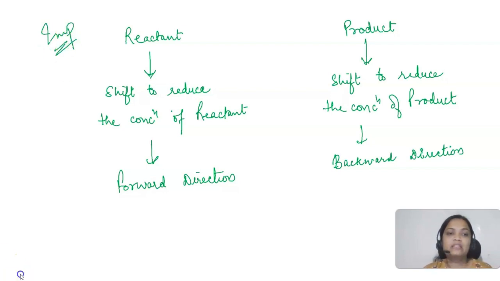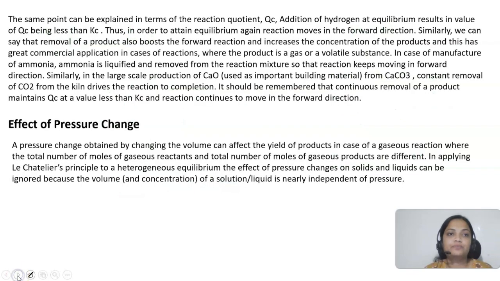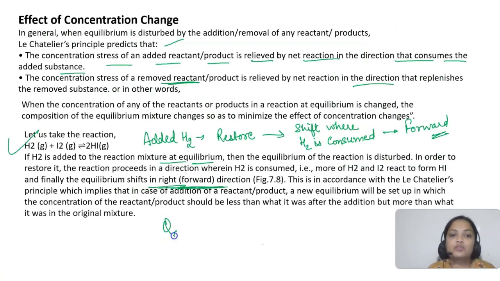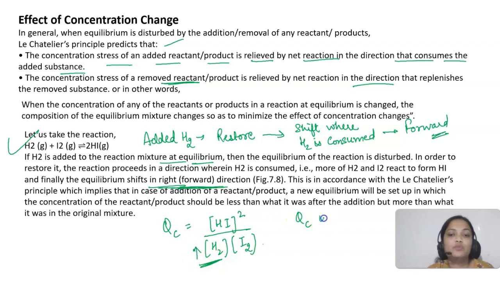Okay, now we will be discussing the next change. See, before pressure change, you can explain this in terms of reaction quotient also. Like if you are adding hydrogen, let's look here. For reaction quotient, Qc will be [HI] squared over [H2][I2]. If the amount of hydrogen is increasing, what will happen to Qc? Qc will decrease.